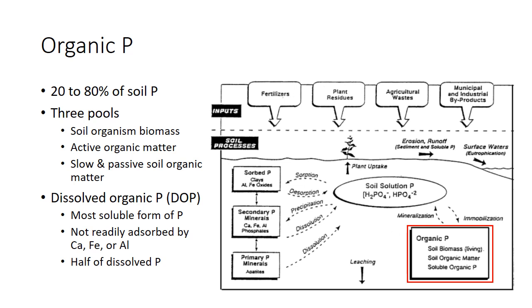And this dissolved organic phosphorus, sometimes you'll see that referred to as DOP, and it's the most soluble form of phosphorus. And it's not really absorbed by cations like calcium, iron, or magnesium. And oftentimes this can make up half of the dissolved phosphorus that's in solution.